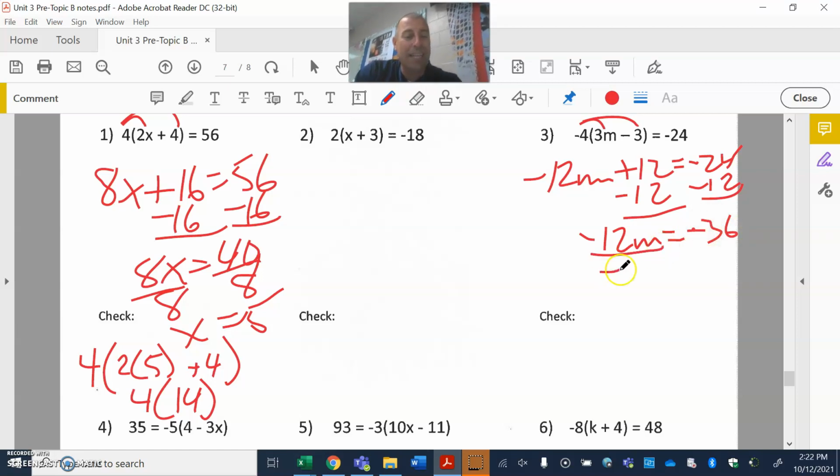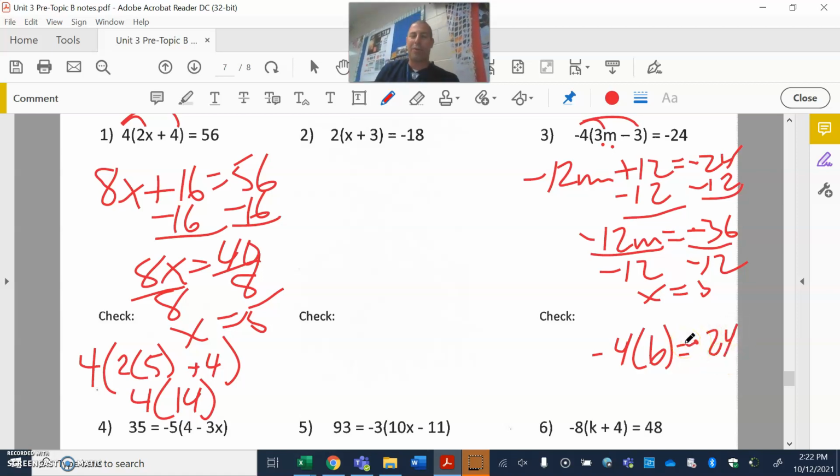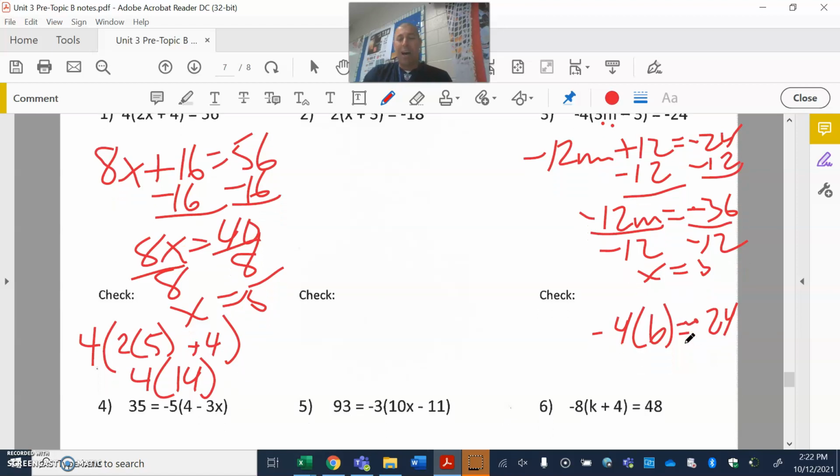I'm going to divide both sides by negative 12 because the opposite of multiplying is to divide, and I get m equals 3. So I can check quickly here, go inside the parentheses. 3 times 3 is 9. 9 minus the 3 is a 6. So is negative 4 times 6 equal to negative 24? Oh, you bet it is. Absolutely, people. So you're all set on that one.